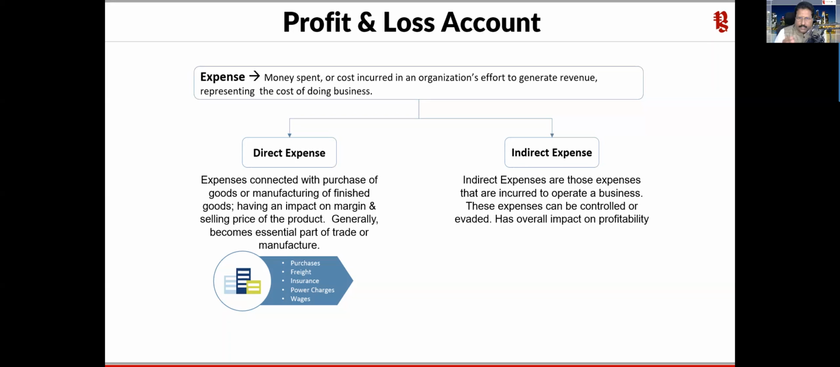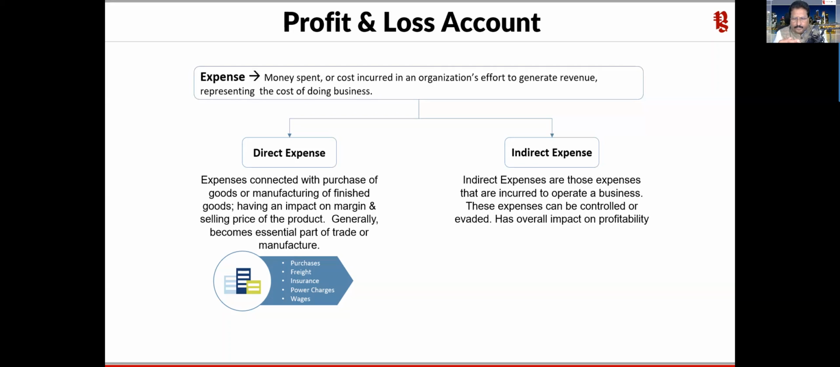Now the question: the rent that I'm paying is basically an indirect expense, because this is my effort to generate revenue. I need to spend money. So these are the expenses that are incurred to operate my business, right?